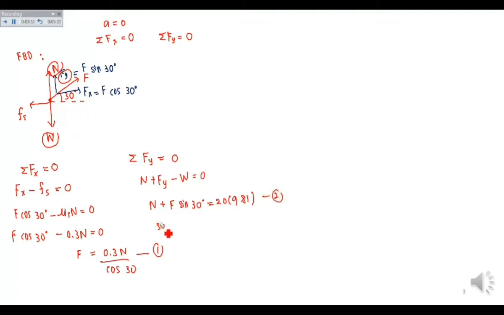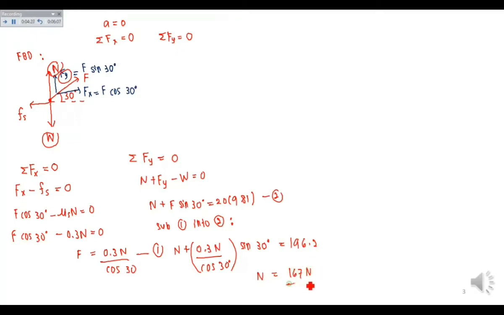So now let's substitute first equation into second equation. So we'll have N plus F, which is 0.3 N divided by cos 30, times sin 30 equals 196.2. Then we will get the value of N equals 167 Newton. Okay, so dah dapat soalan pertama.